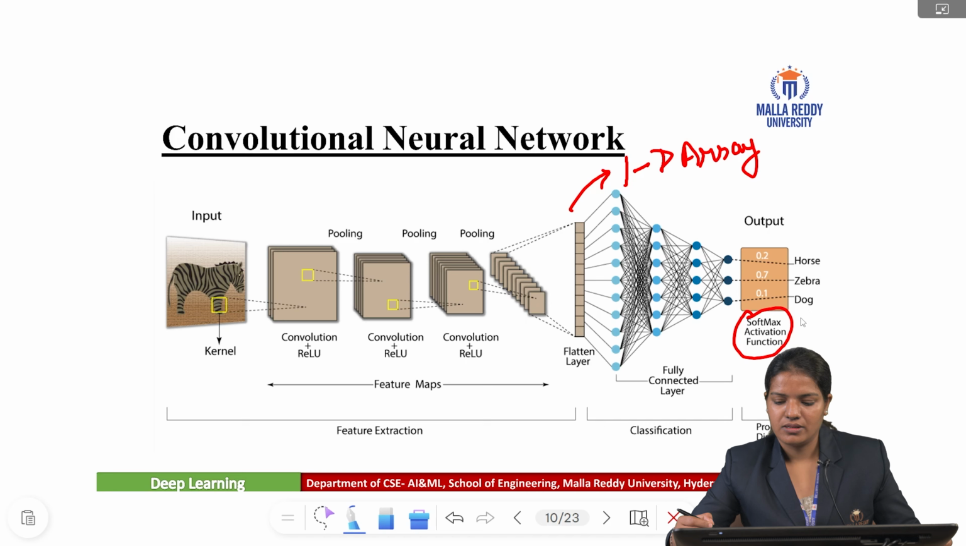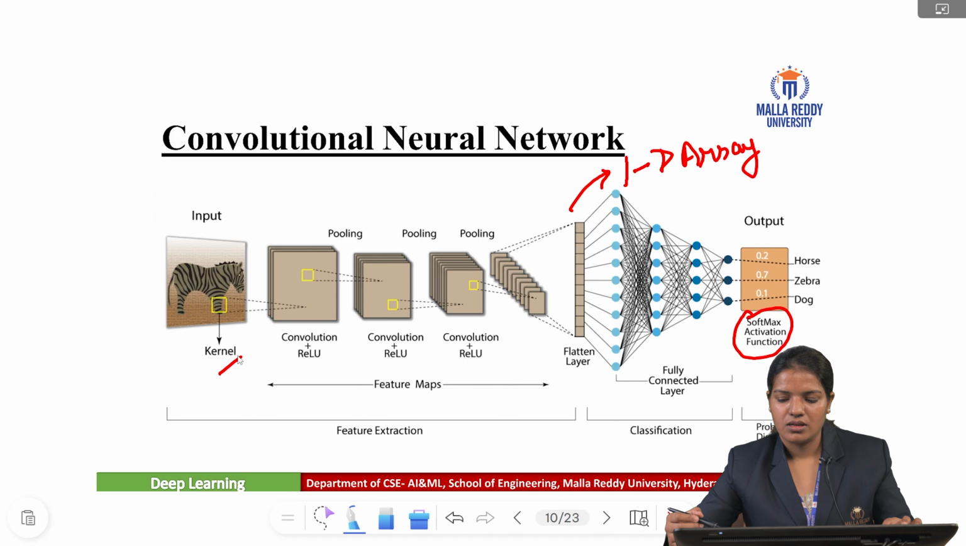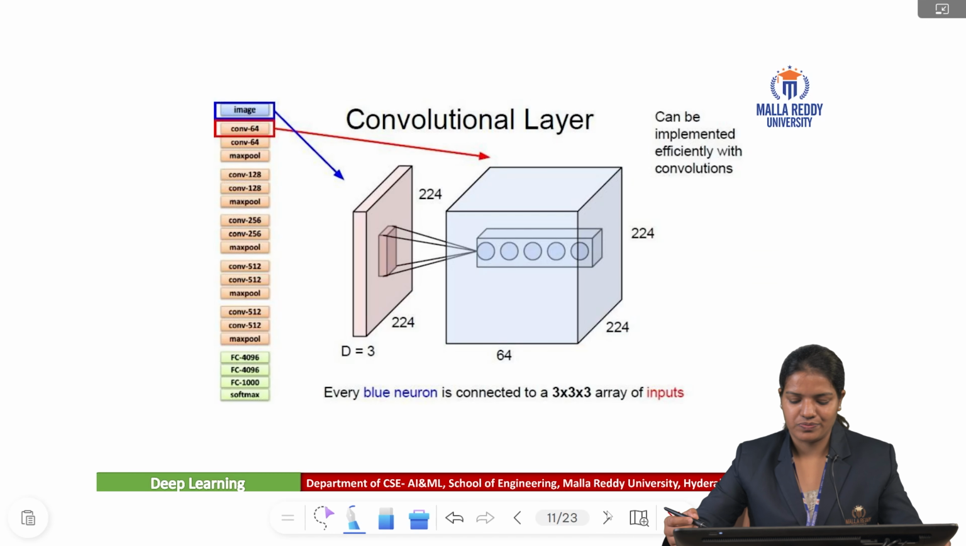So here we can say, we choose an image which is a zebra. At the output, we will get a high value, that is 0.7, for the zebra. For the other classes like horse and dog, the values will be less. Basically, for multi-class we use the softmax activation function, and for binary class we use the sigmoid activation function.